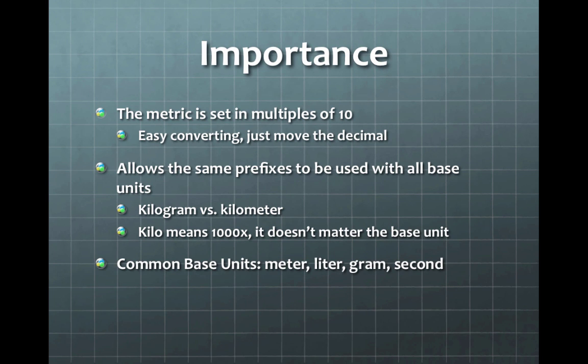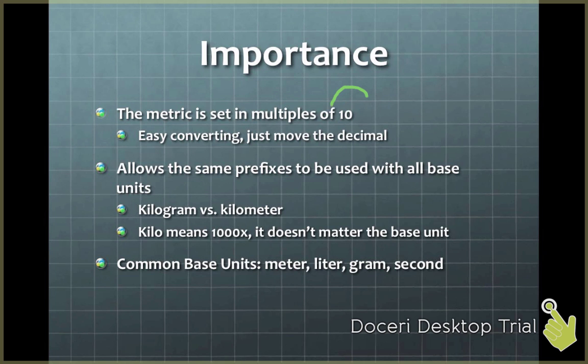The importance of the metric system is that it's set in multiples of 10, which basically means it's really easy to convert from one to the next because all you have to do is move the decimal. Unlike the English system where we have 12 inches in a foot, and then we have 3 feet in a yard, and so on and so forth. It's hard to, are we dividing by 12? How many ounces are in a pound? It's just really hard to convert back and forth because every single conversion factor is a different number. The metric system, it's all in 10.